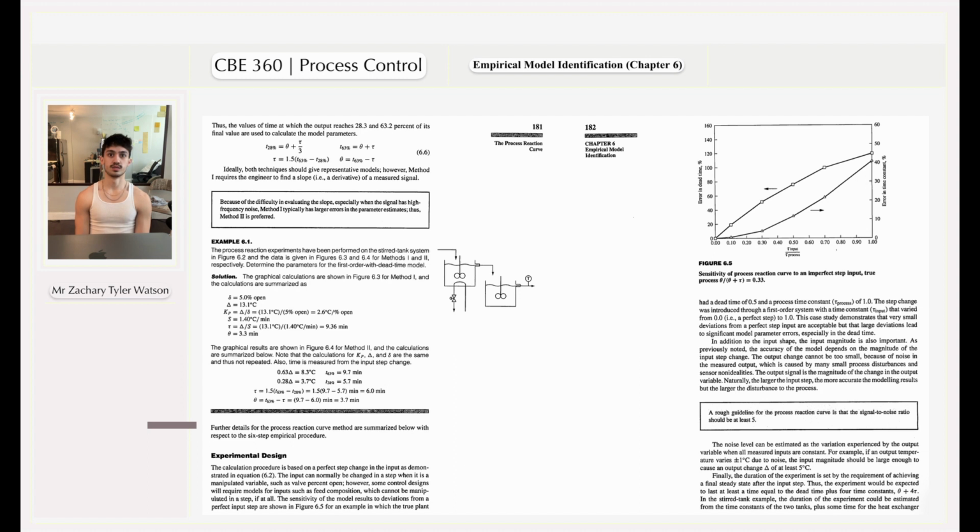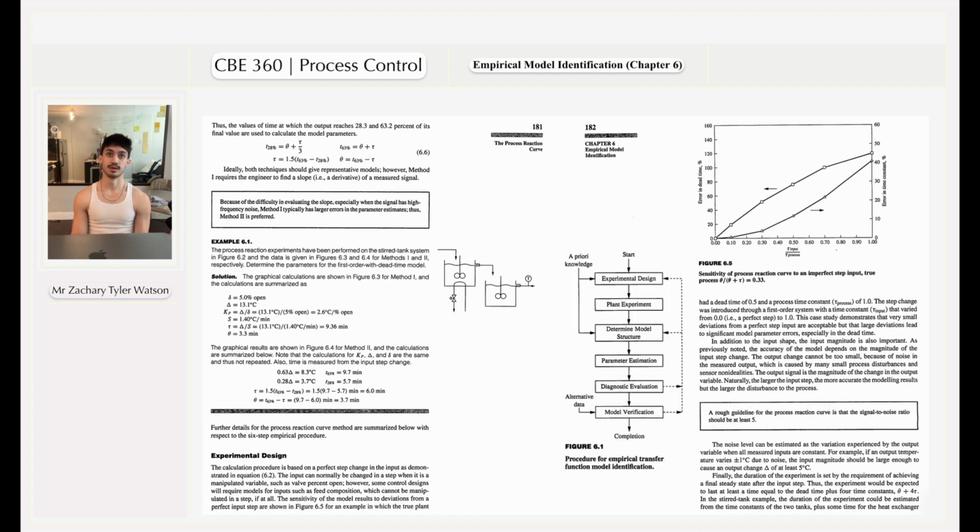Further details for the process reaction curve method are summarized below with respect to the 6-step empirical procedure. So again, we are talking about the experimental design, the planned experiment, the diagnosis, evaluation, and the verification. These are steps that we just talked about, but we're talking about them even further. We need to pop up figure 6.1 again. This is the procedure for empirical transfer function model identification.